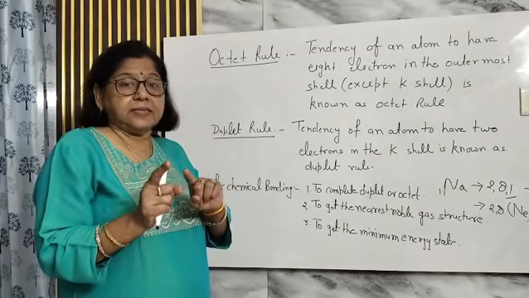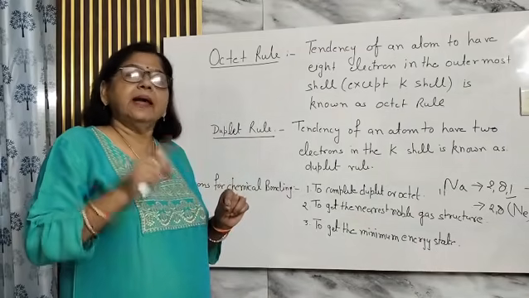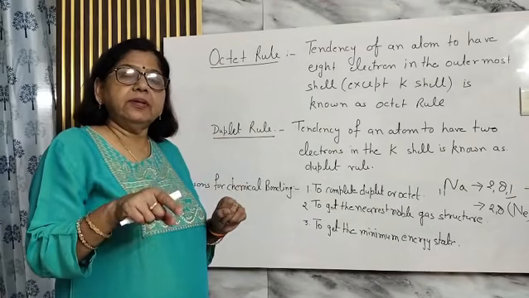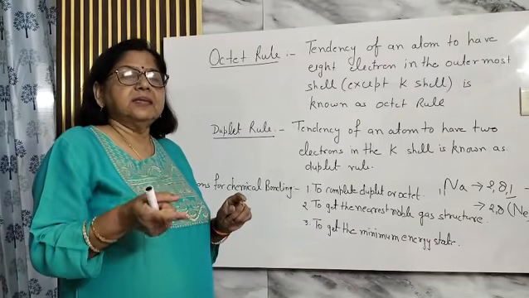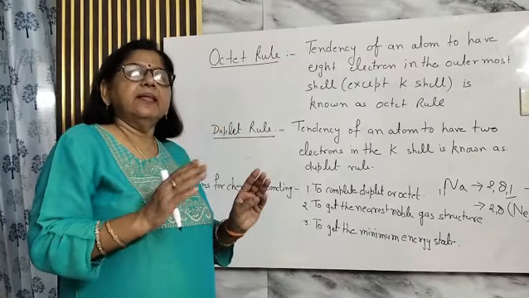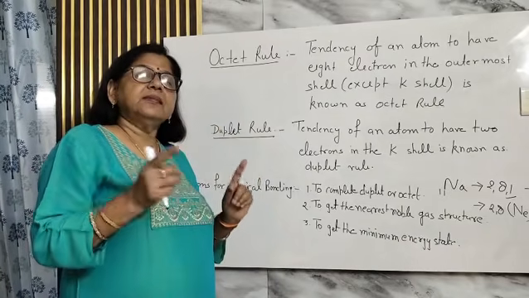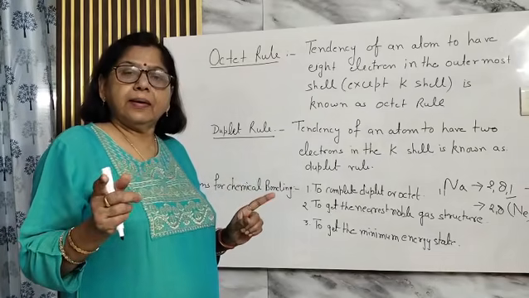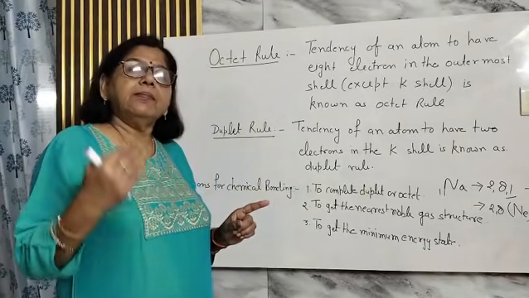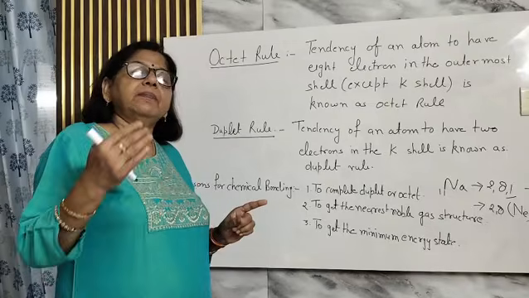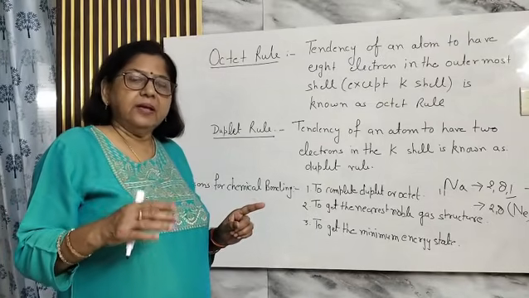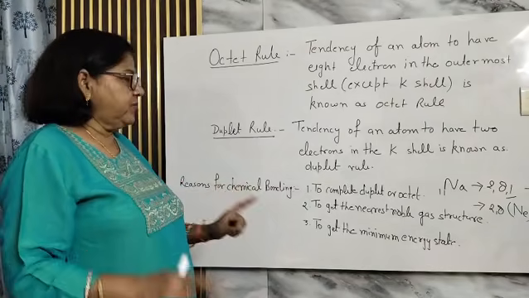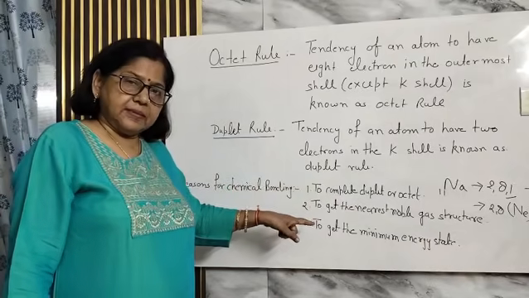So the molecule is stable, but the atom is not stable. Why is it so? Because the molecule has lesser energy, it has more stability than the atom. So the third most important point for atoms to take part in chemical bonding is to get the minimum energy state so that they may be stable in nature, right? This is the very important point due to which chemical bonding takes place.